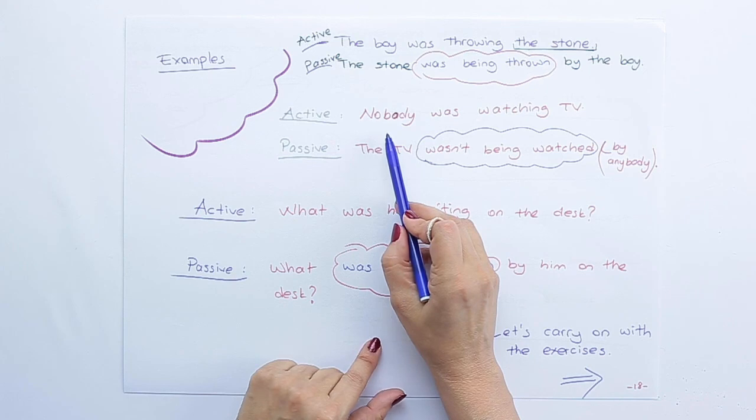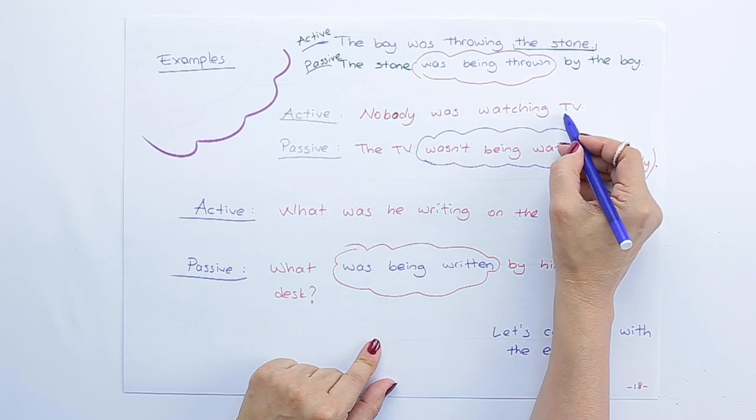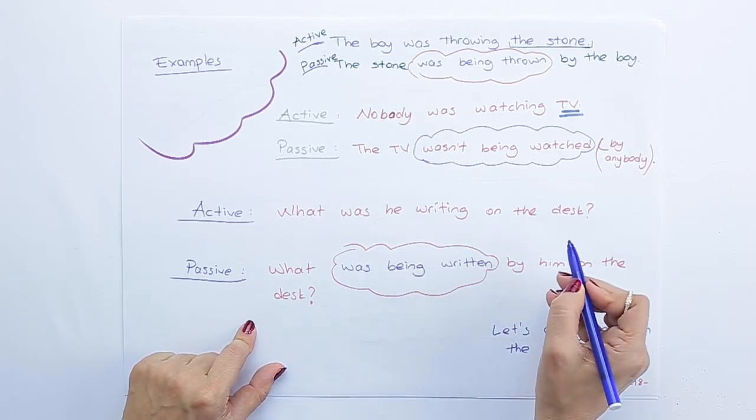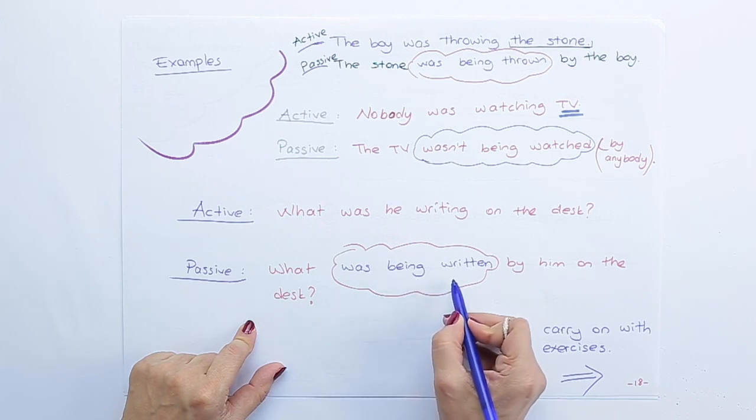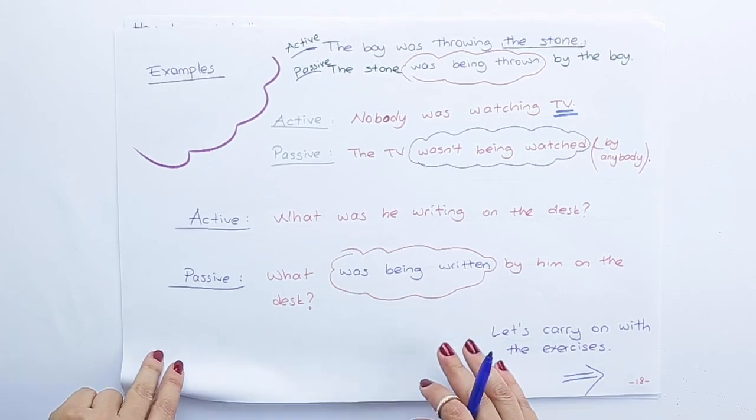Look at another example. Nobody was watching TV. In passive sentence, TV is my subject. The TV wasn't being watched by anybody. Now, the last example. What was he writing on the desk? What was being written by him on the desk? Let's carry on with the exercises.